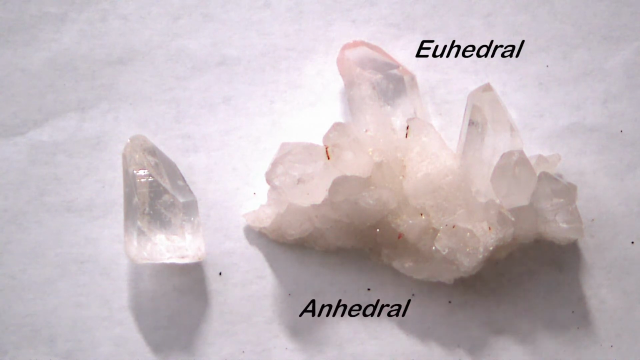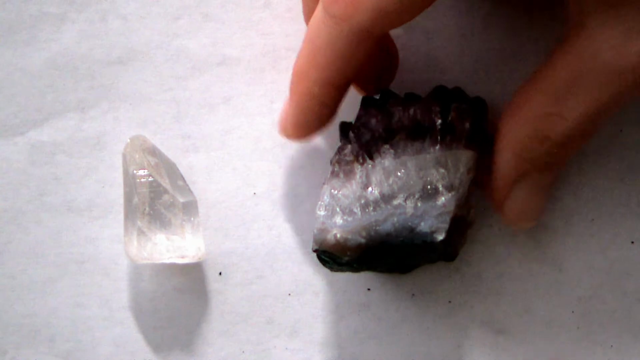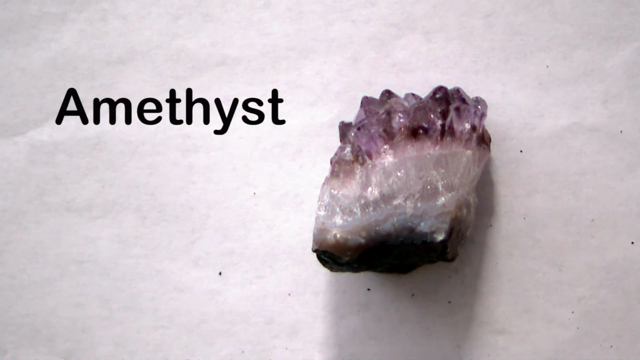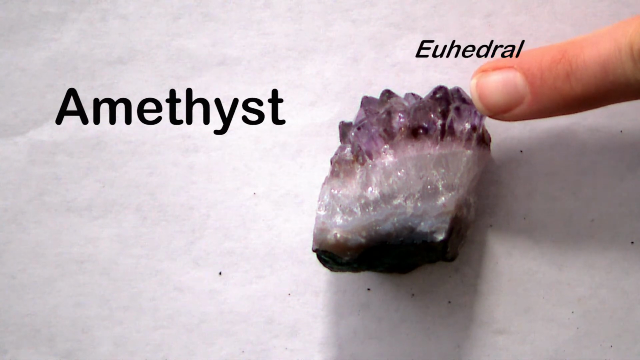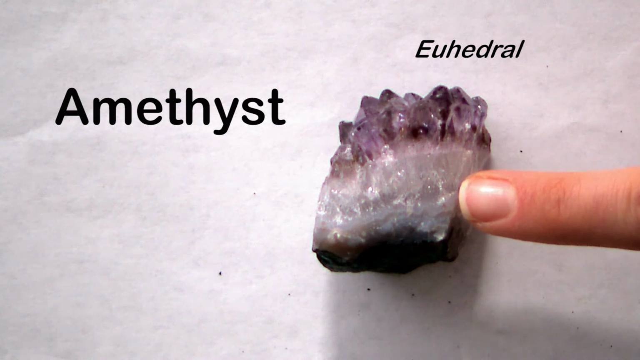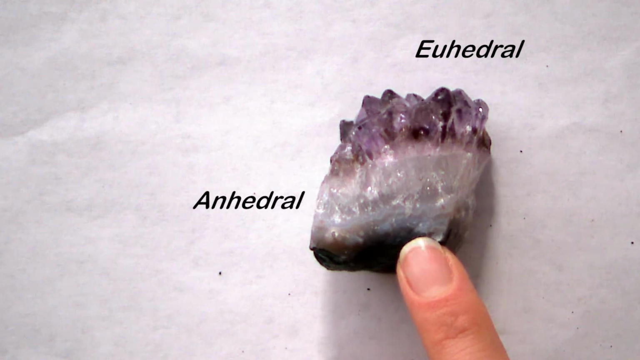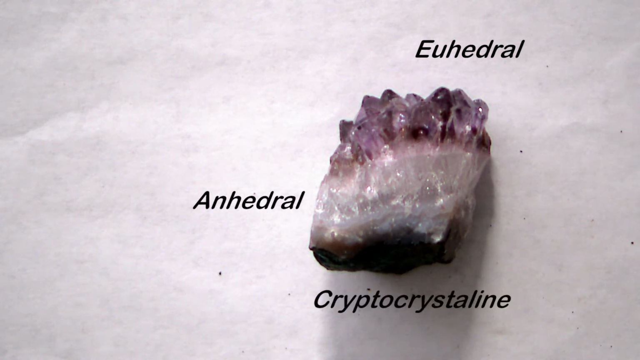If you have crystals that are growing that are clustered, you will end up with very small crystals where you cannot see the individual crystal faces. So in this specimen of amethyst, we have beautiful euhedral crystals up here. We have, still beautiful in their own way, anhedral crystals down here. And then at the very bottom, we actually have another crystal type called cryptocrystalline.